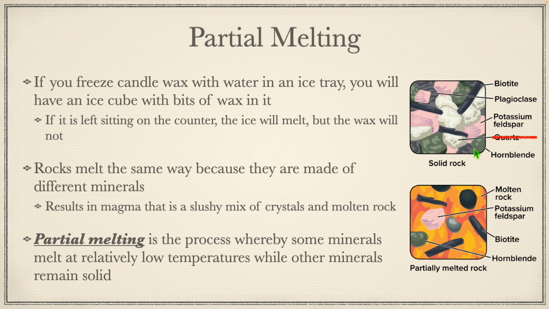The first thing that's going to melt is our quartz. This has the lowest melting point. Then the next thing is going to be the plagioclase feldspar. It has the next lowest melting point, so it's going to melt. Okay, and then what that leaves you with is your potassium feldspar, your biotite and your hornblende still in here, because it hasn't got hot enough to melt those three yet. But then you also have this molten rock. Well, that molten rock is actually just your quartz and your plagioclase feldspar that have melted and gone into this molten rock. And we call that partial melting. It's the process whereby some minerals melt at relatively low temperatures while other minerals remain solid.